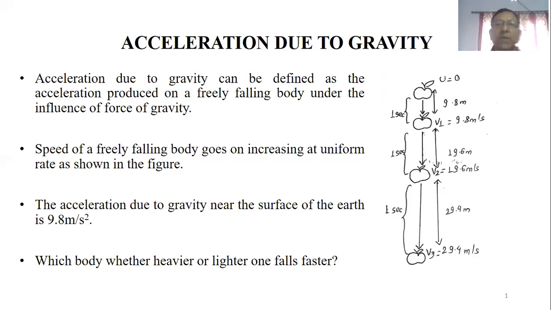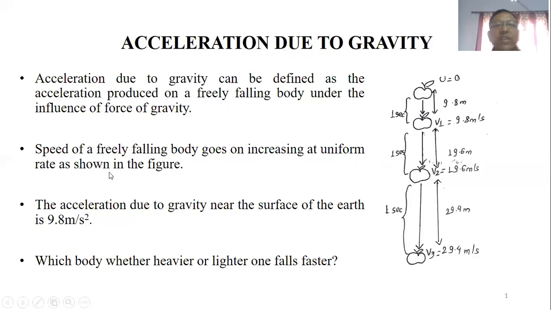In the absence of air resistance, the acceleration produced by the force of gravity can be defined as the acceleration produced on a freely falling body under the influence of the force of gravity, and it is denoted by small g, and its unit is meter per second square. It is an example of uniform acceleration. Now let us go to the next point.